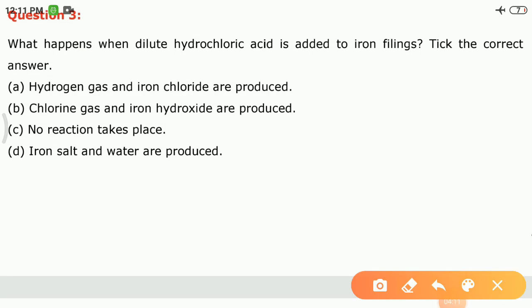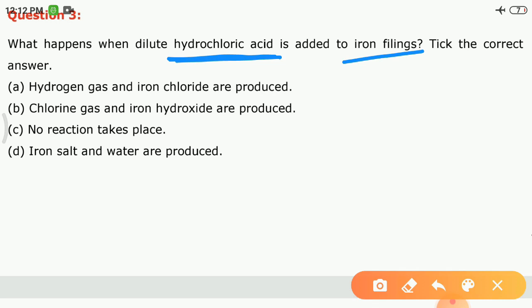Question number 3 is, what happens when dilute hydrochloric acid is added to iron filings? Tick the correct answer. So here first we should know what the reaction going on here is between hydrochloric acid and iron filings. Two things are here: iron filings means metal, and hydrochloric acid means acid.